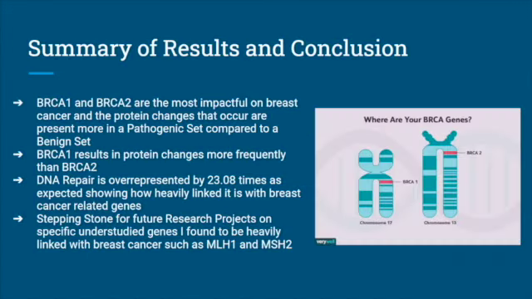In my results, I was able to find out that BRCA1 and BRCA2 are the most impactful, while BRCA1 results in protein changes more frequently than BRCA2, and DNA repair is overrepresented 23.8 times as much as expected compared to normal breast cancer-related genes. I believe that this is a stepping stone for future research projects on specific understudied genes, such as MLH1 and MSH2.